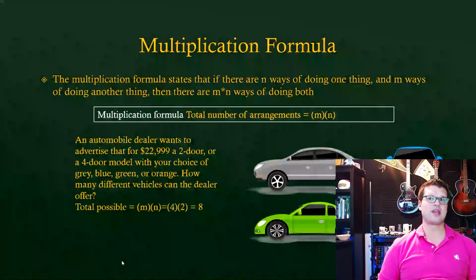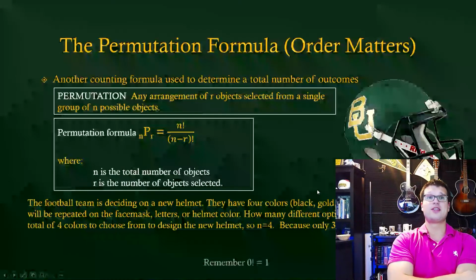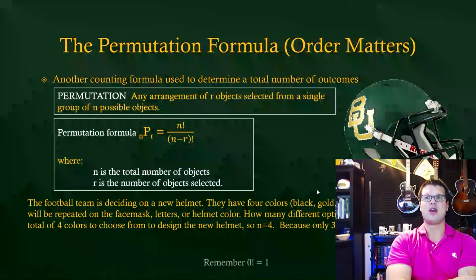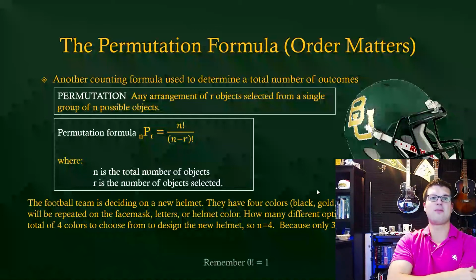And so the multiplication formula, you just have to multiply it again by another option that's available. Okay. The permutation formula. In this particular situation, order matters. You have basically any arrangement of a certain number of objects selected from a single group of n possible objects.